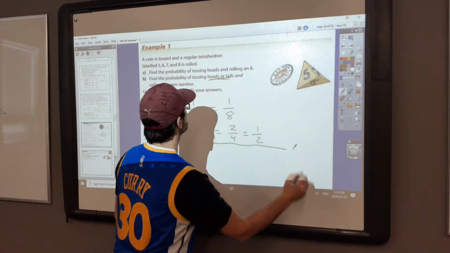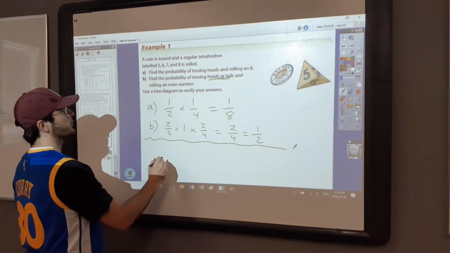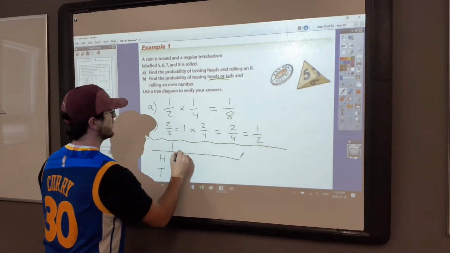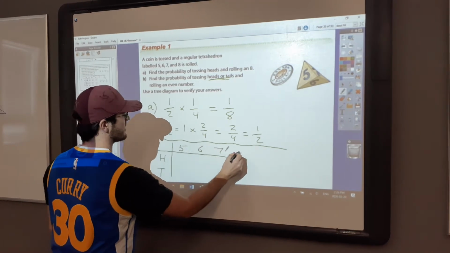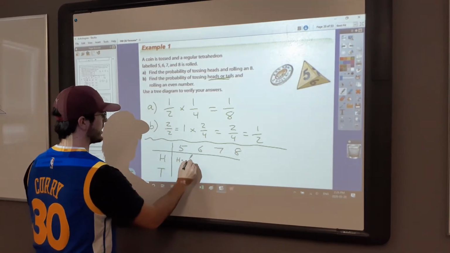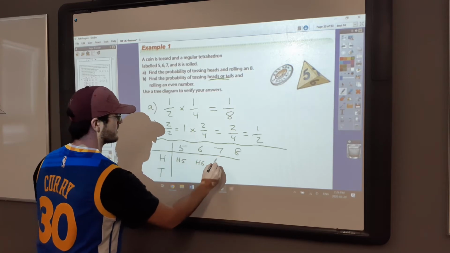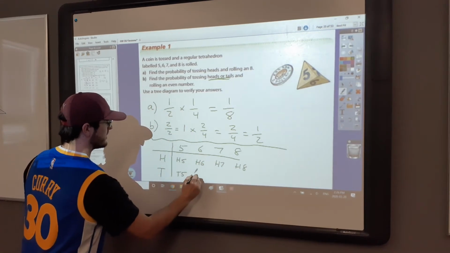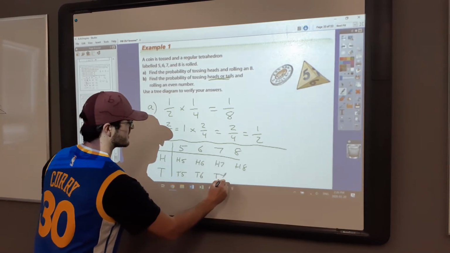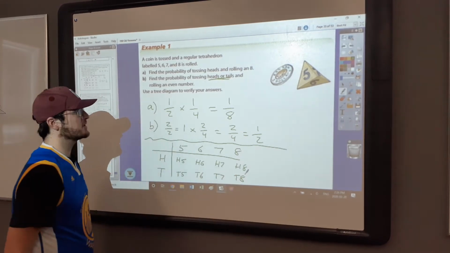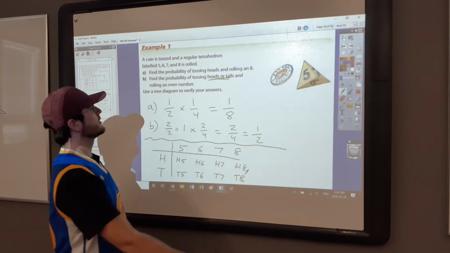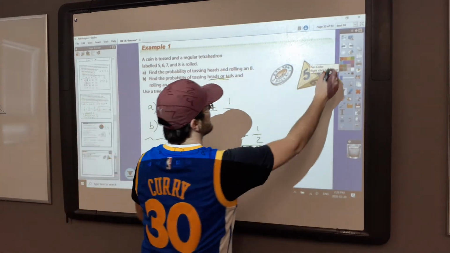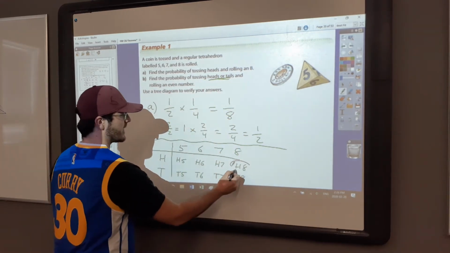So I can quickly draw up a table here where I could show heads and tails are my options, going with 5, 6, 7, and 8. So you could get heads and 5, heads and 6, heads and 7, heads and 8. Or tails and 5, tails and 6, tails and 7, tails and 8. So you can see there's 8 options there. If I'm looking at the first one, again, tossing heads and rolling an 8, there's only one that has heads and 8.